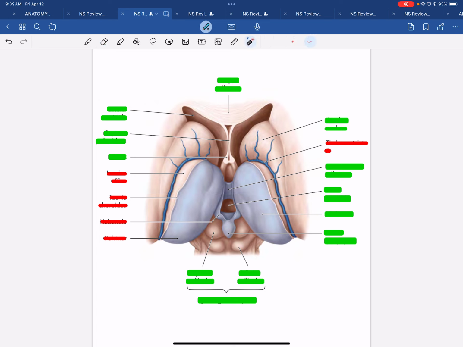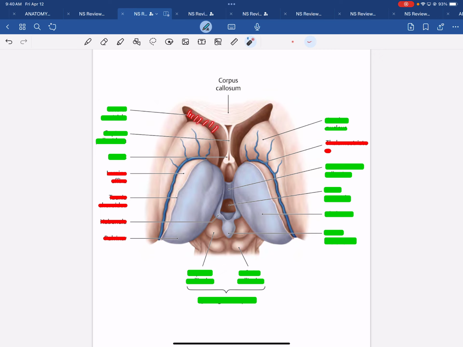It's the largest commissural tract in the brain. Largest what tract? Commissural tract. Corpus callosum? Good. Corpus callosum. Wow, so that's going to happen to me in the exam.